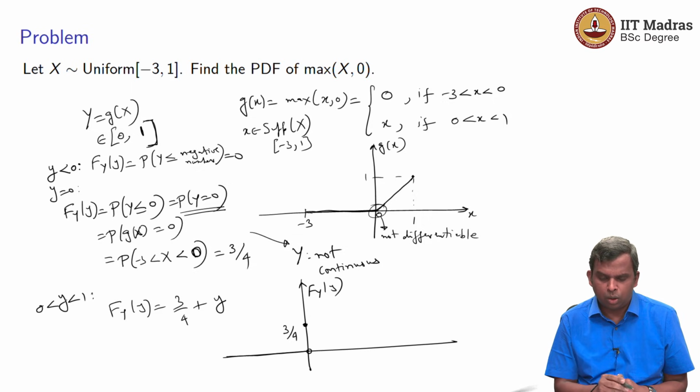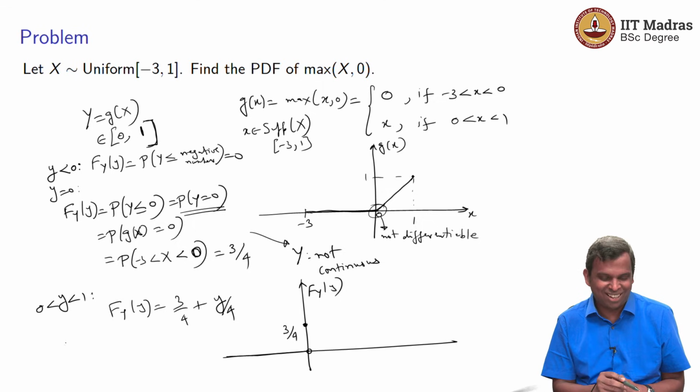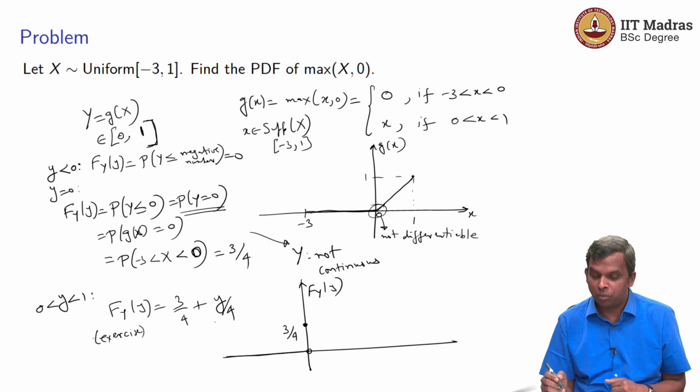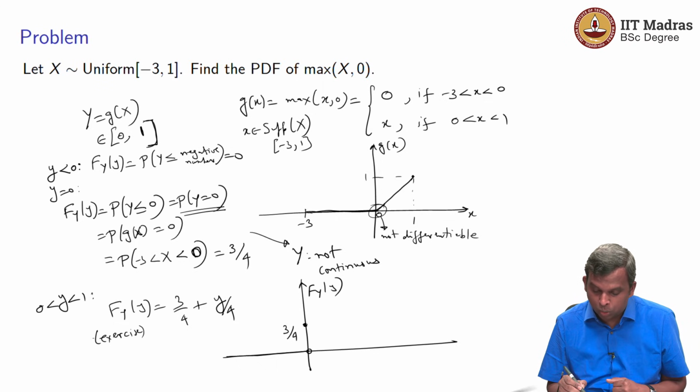Okay, just hold on. So this y by 4. I'm sorry, somewhere I thought I made a mistake here. So y between 0 and 1, fY of y. This is an exercise. I'll leave you to check it. It's not very hard, but you need to do some work here. Okay, so fY of y is 3 by 4, and then it goes up to 1.